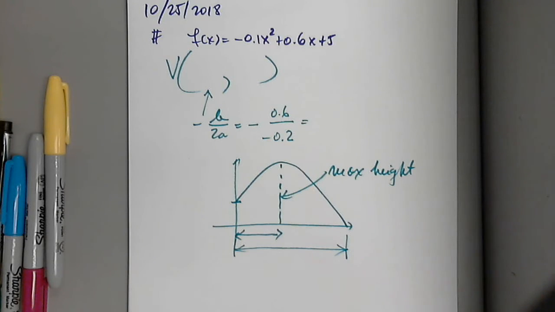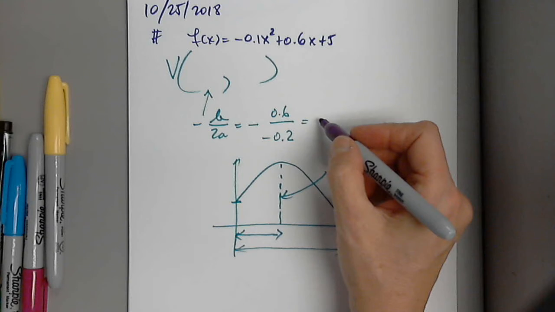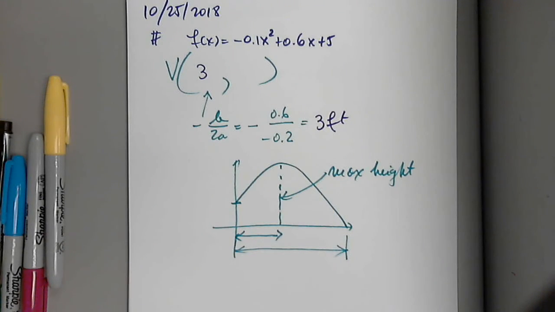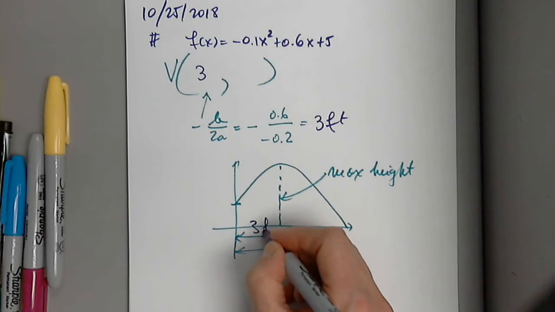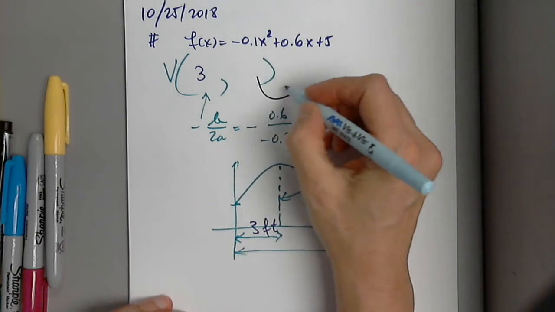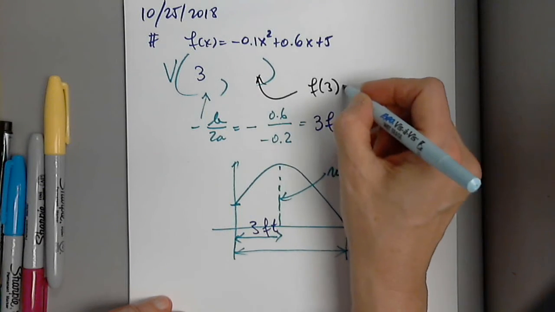Okay, so what is this number? 3. Very good. It is 3 feet. So this is 3. How do I determine the maximum height? Very good. I have to determine f of 3.